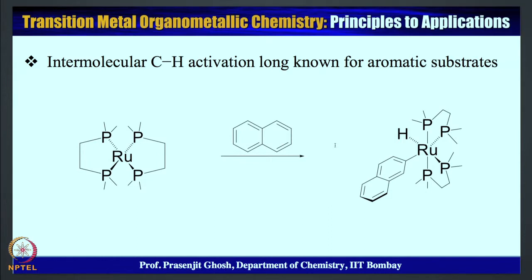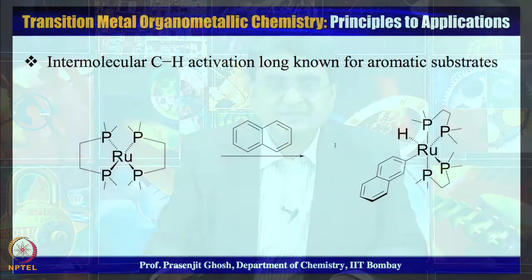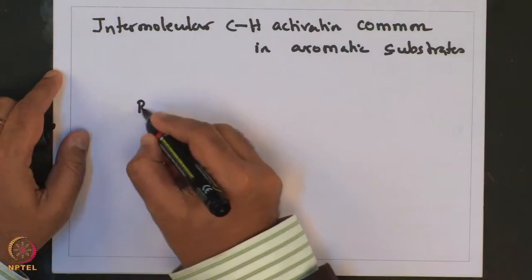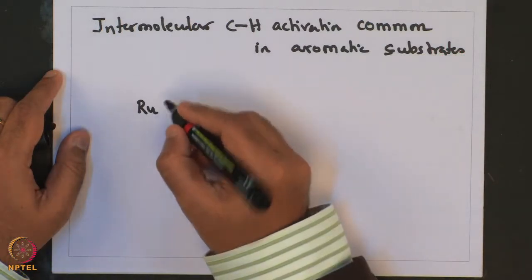Also, as for intramolecular CH activation, the prerequisite criteria was that the metal complex has to be electronically as well as coordinatively unsaturated. The same holds for intermolecular CH activation, where the metal complex has to be both electronically as well as coordinatively unsaturated to undergo such CH activation. This is illustrated in this ruthenium complex.